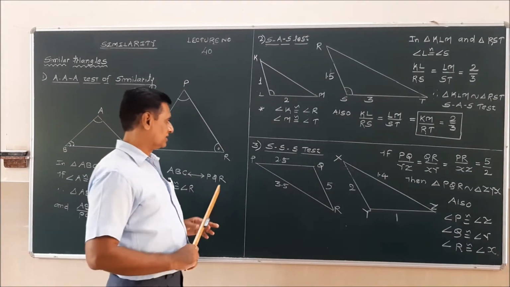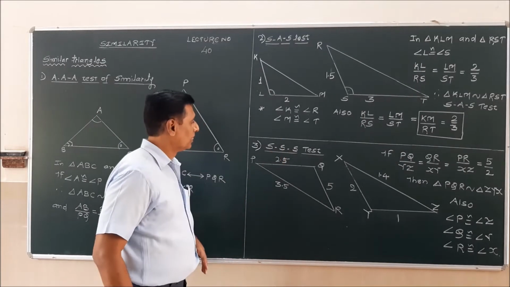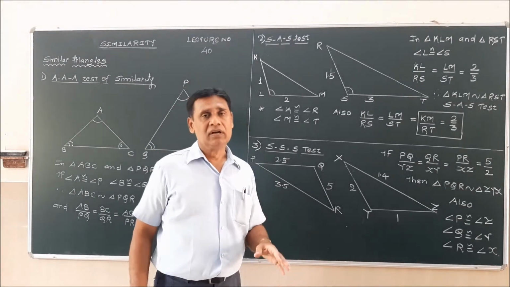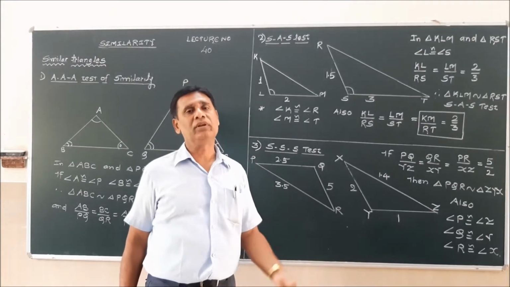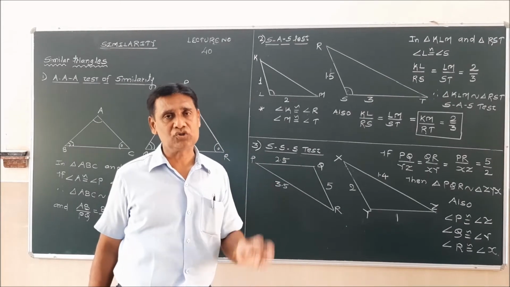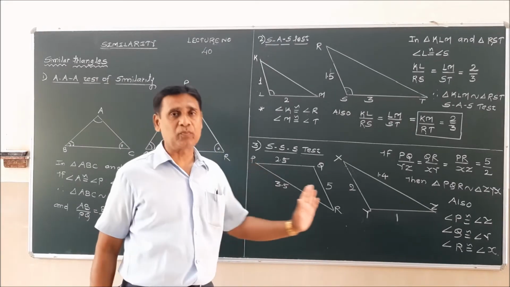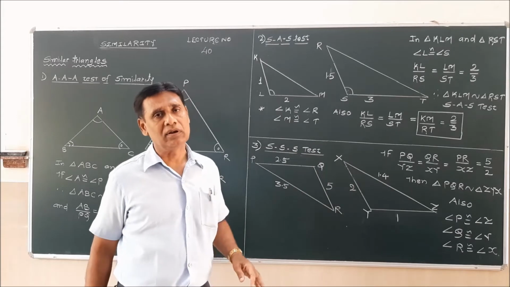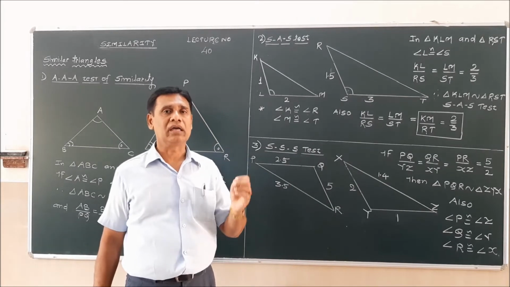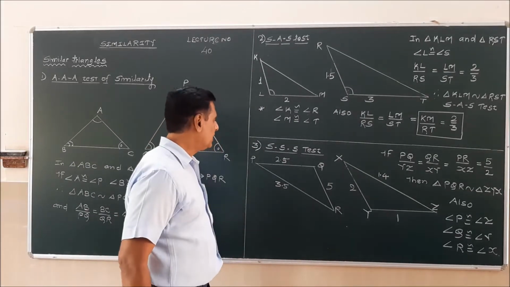Then come to the last test, which is called the SSS test. If the ratio between three sides is the same, or the ratio of the corresponding three sides is equal, then those two triangles are similar by the SSS test. That is our SSS test. Now please try to understand.